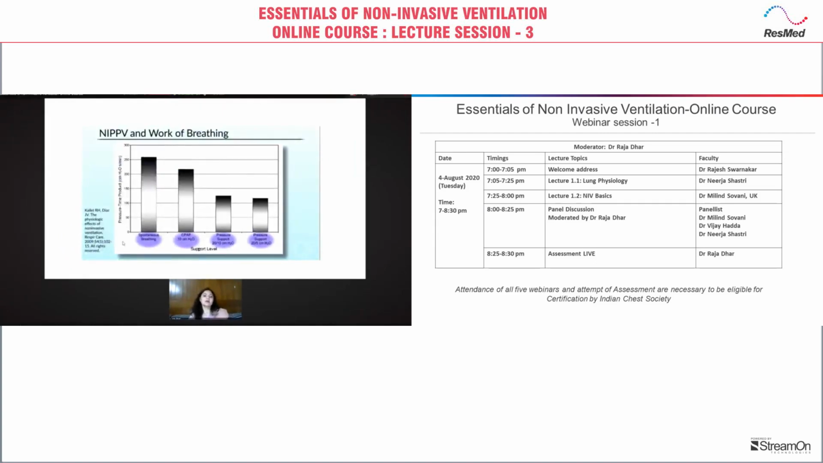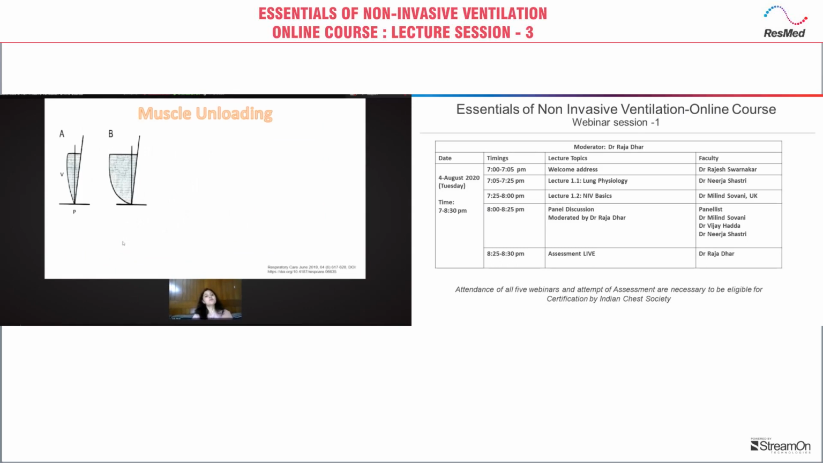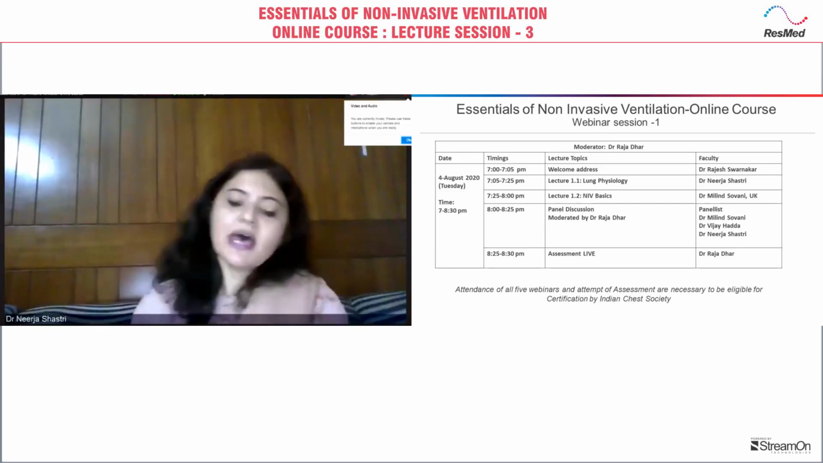It shows that with NIPV the work of breathing goes on decreasing, and this is how the muscles are unloaded. There are different mechanisms for how this happens. This is just to show: this is your pressure and this is your volume, and the diagonal line is for compliance, how much the lungs can expand. A is normal. B is the area to the left of this compliance line, which is the work between the ventilator or the machine and the patient, and that is a problem.